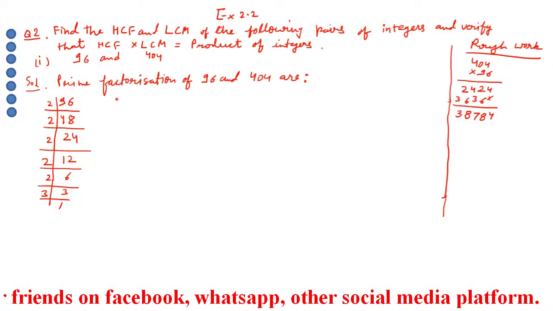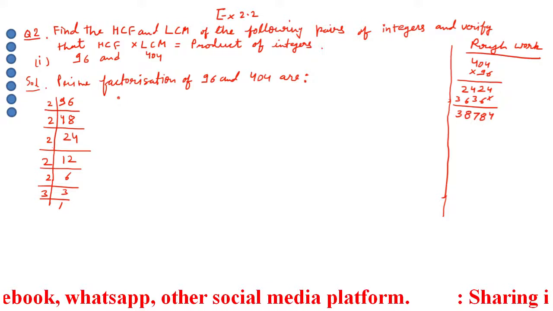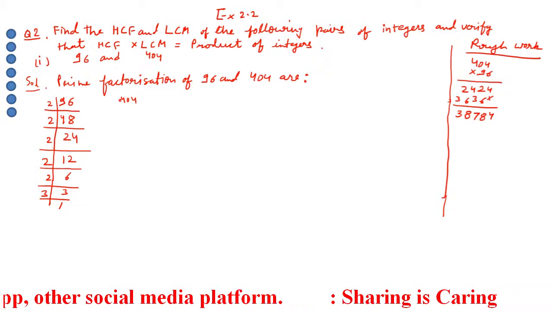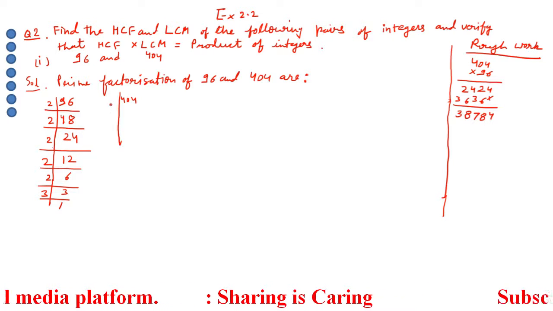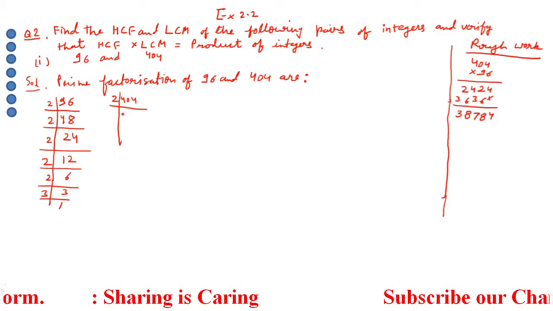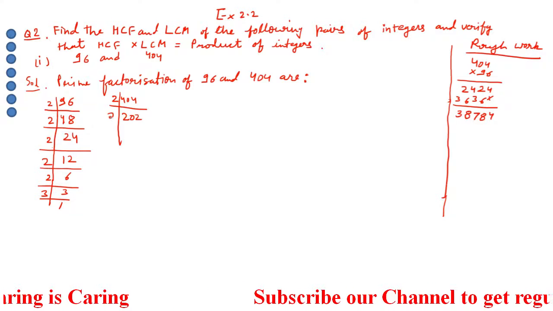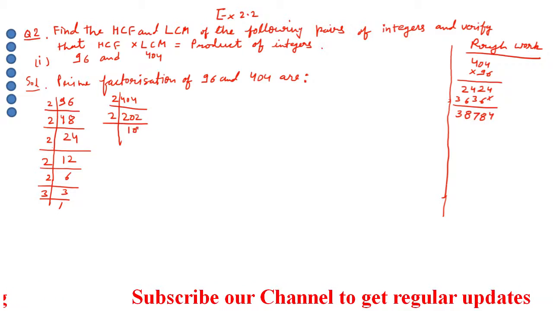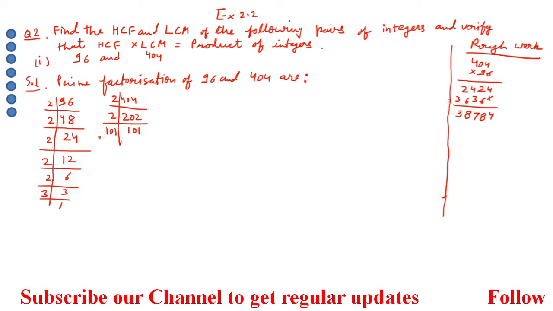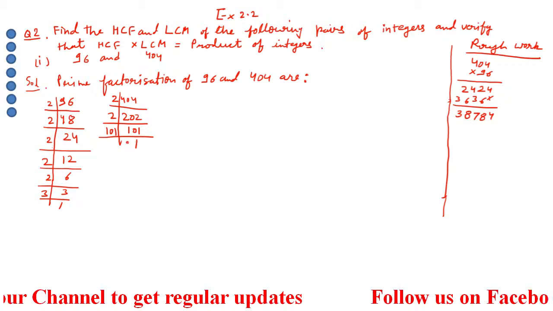Now here 404 also we are going to prime factorize separately. So by 2 I am dividing. 2 202s are 404, 2 101s are 202, then 101, because 101 is a prime number, it's not divisible.